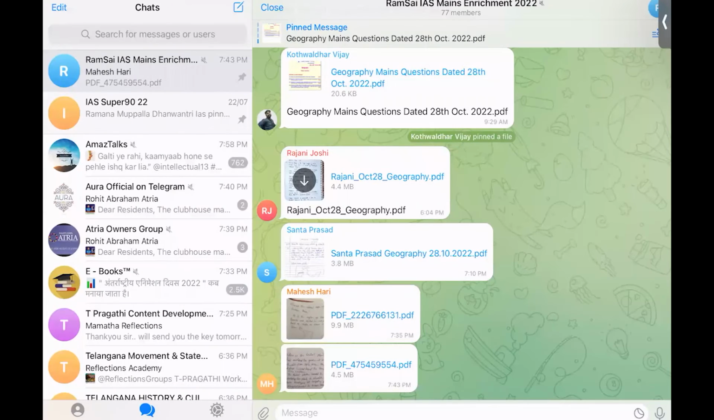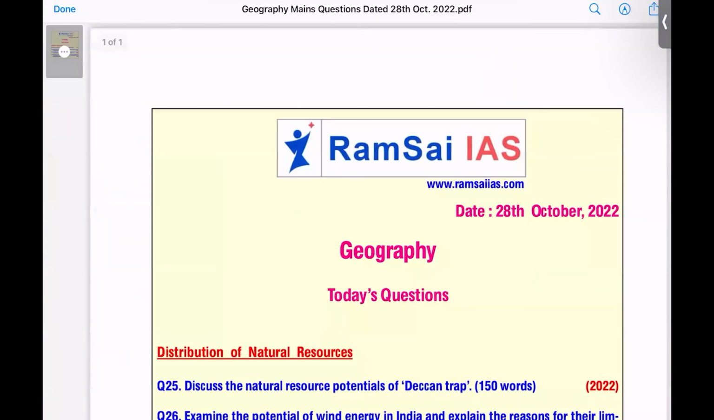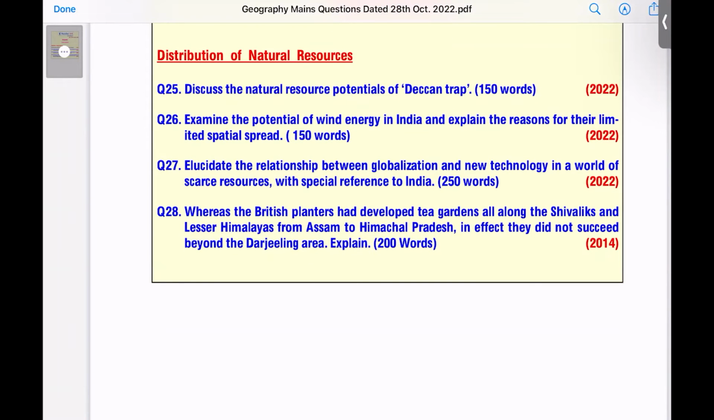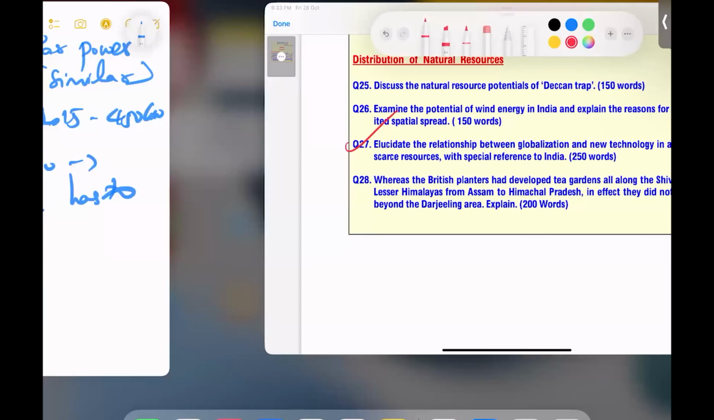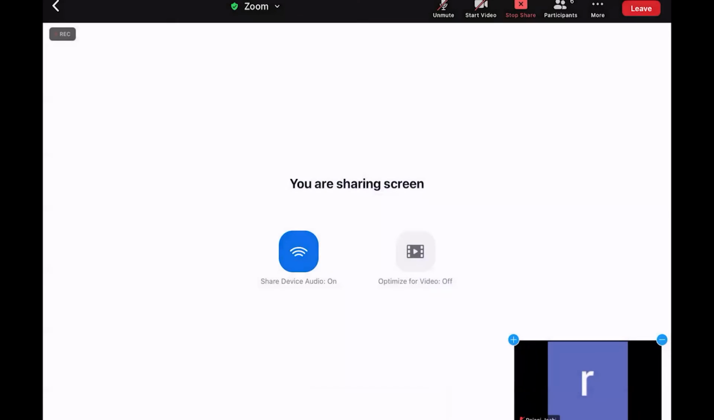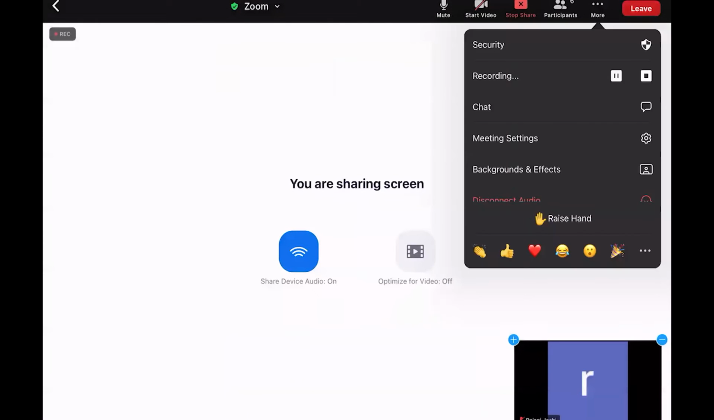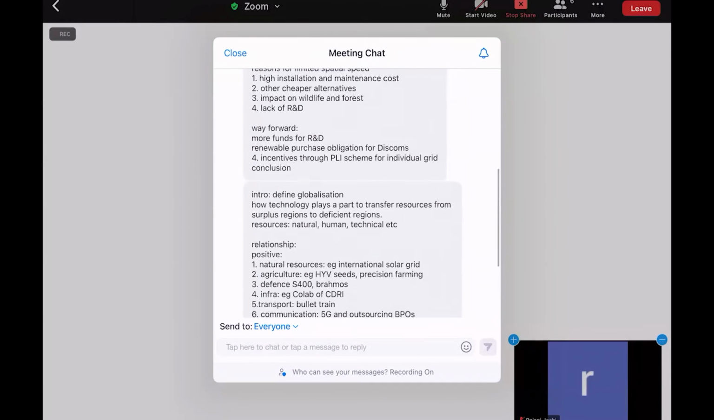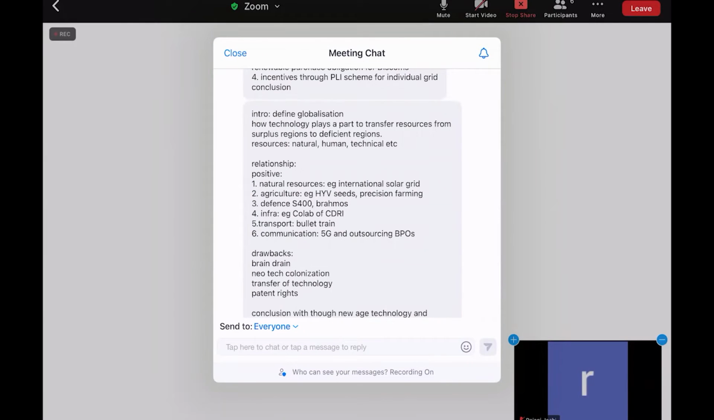See the 27th question. Elucidate the relationship between globalization and new technology in a world of scarce resources with special reference to India. So a big question, just look at it. Yeah, good points. So basically the question is asking you the relationship between globalization and new technology in a world of scarce natural resources in the Indian context.